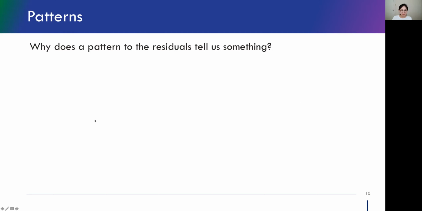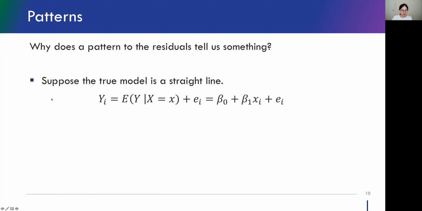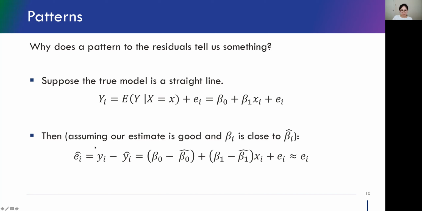Okay, so why does a pattern in the residuals tell us something about the whole model? If we look at the math, suppose the true model is a straight line, as we have always been assuming, beta 0 plus beta 1 times xi. And assuming our estimates are good, beta i hat is close to beta i, because this one is estimated and this is the true value. Anyway, these two are close.